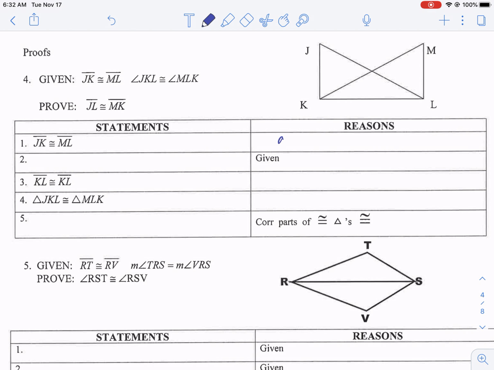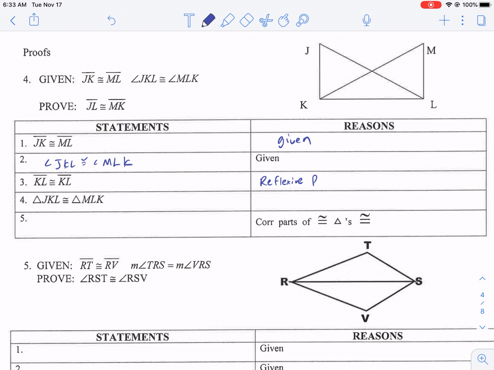We have here, this is given. I'm going to try to speed this up a little bit just so you guys can see more problems. Okay, we need another given, so we're going to say angle JKL congruent to angle MLK. Given. Then we have KL congruent to KL. That's always going to be reflexive property.